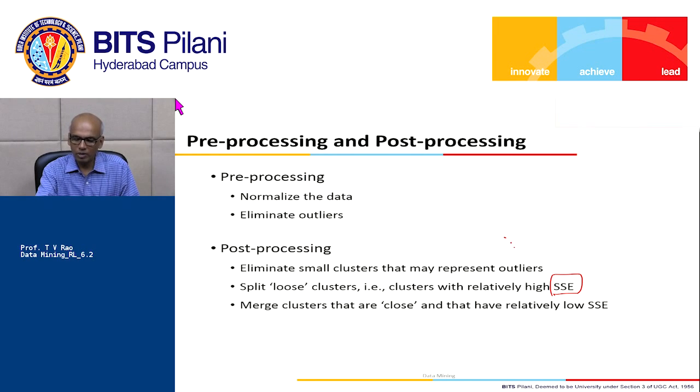For example, we have some points which are close to each other and there is one point which is far off. In such a case we will end up creating a cluster for this, though it should have been eliminated as noise. And we may merge some of the clusters which are very close and which lead to a low squared error, and thereby we can improve the clustering.